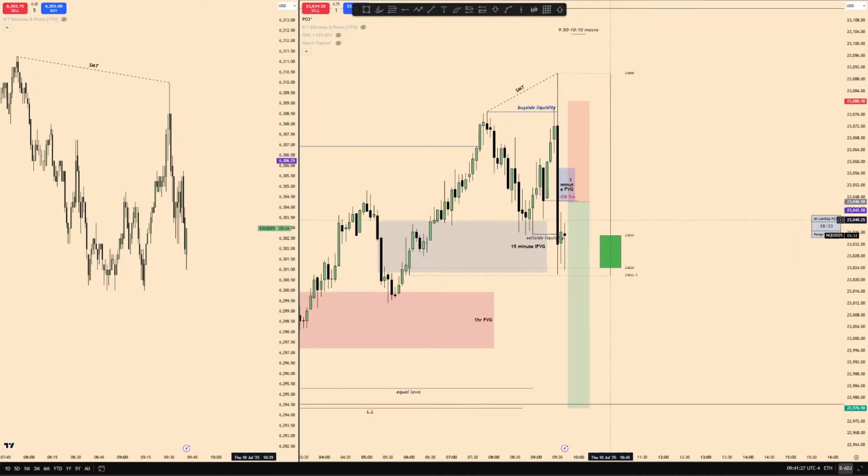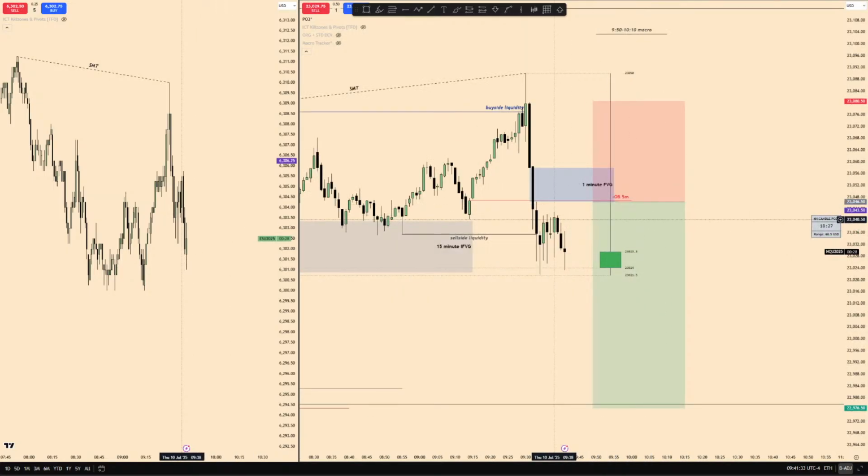We've got a 5 minute fair value gap there. It's at that 938 high. 1 minute. So let me just check my phone quick. I'm still waiting for the retracement.